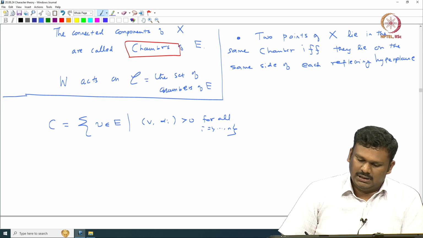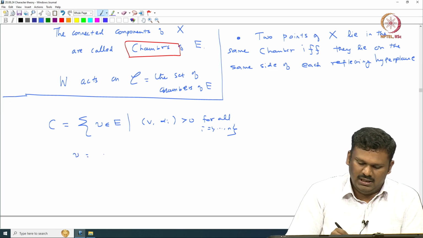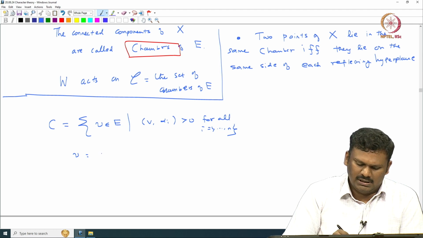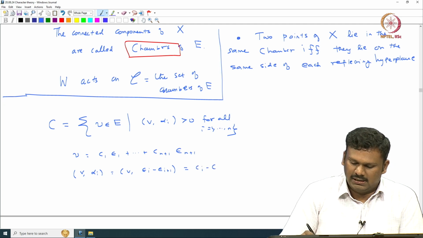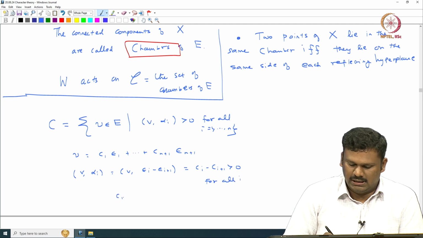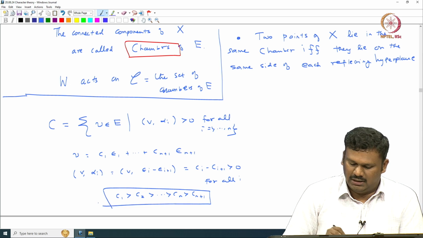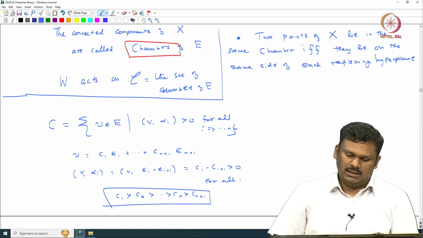So, now in terms of the coefficients, if you write V in terms of this epsilon i basis, then this is c1 epsilon 1 plus etcetera c(n+1) epsilon (n+1). Then you can easily see that (V, alpha i) is nothing but (V, epsilon i minus epsilon (i+1)), which is exactly c i minus c (i+1). So, we demand that this is positive for all i. That says that c1 must be greater than c2, greater than etcetera, greater than c(n+1). This is the inequality that we get when you take this fundamental chamber.